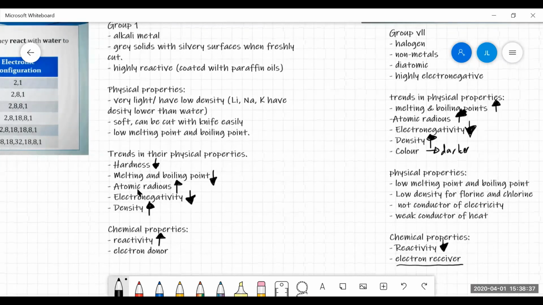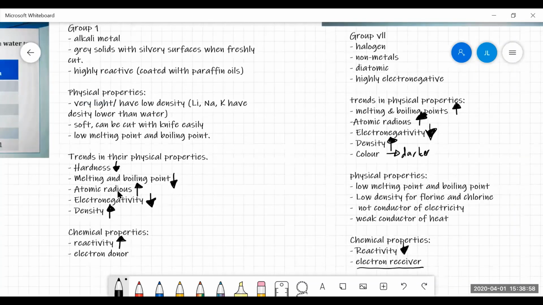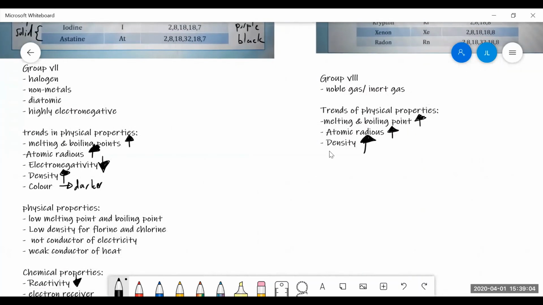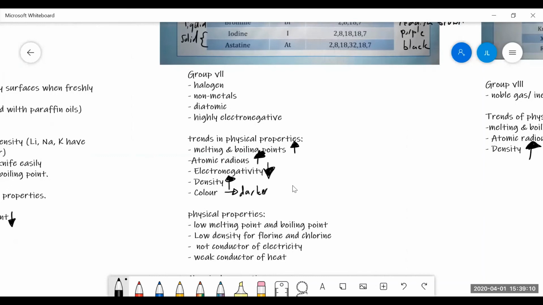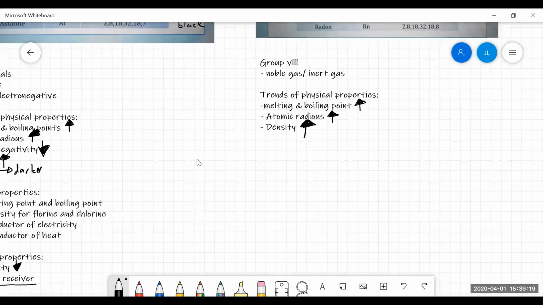But for group 1, melting point, boiling point, and electronegativity decrease. But atomic radius and density increase. So density and atomic radius always increase down the period. It's the same for group 1, group 7, and group 8. But for melting point and boiling point, group 1 is different compared with group 7 and group 8. But you can do the comparison in your own free time.